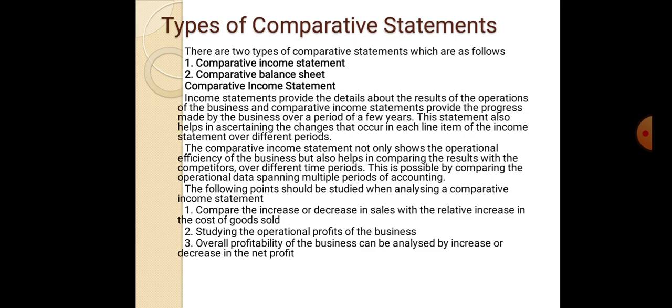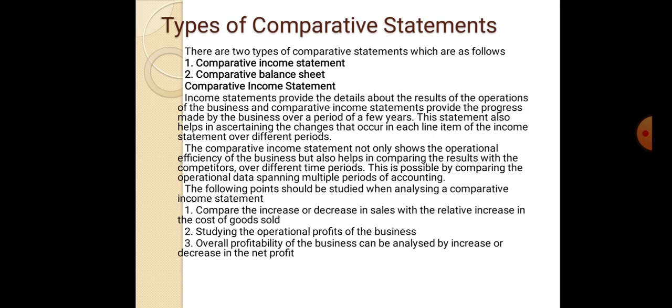Here, the comparative income statement not only shows the operational efficiency of the business but also helps in comparing the results with the competitors over different time periods. This is possible by comparing the operational data spanning multiple periods of accounting. For example, from 2001 to 2005, we can compare all the income statements of a business concern.